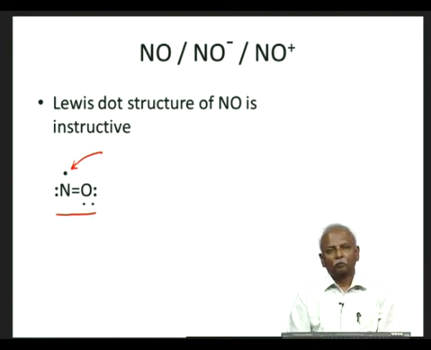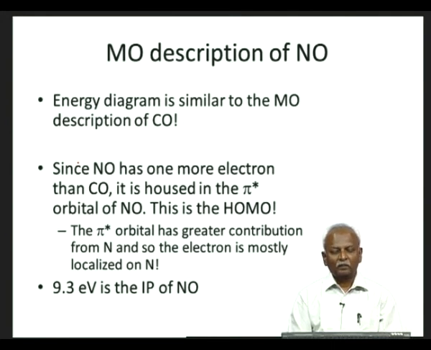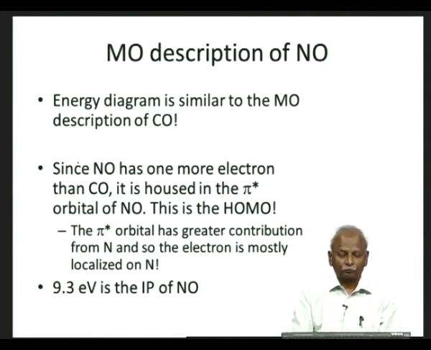You will now understand that the description that is given by the Lewis dot structure that we have written here and the MO picture are very similar. Let us look at the MO picture. First of all, we note that the energy level diagram that we drew for carbon monoxide would be very similar to the energy level diagram that we have for NO. So, these 2 energy level diagrams would be approximately the same.